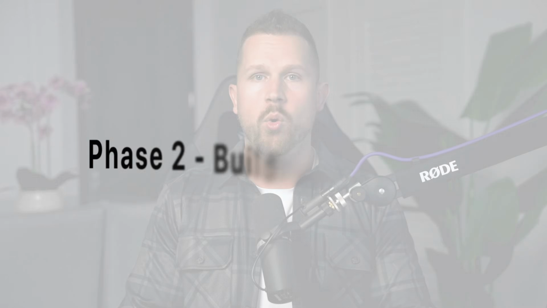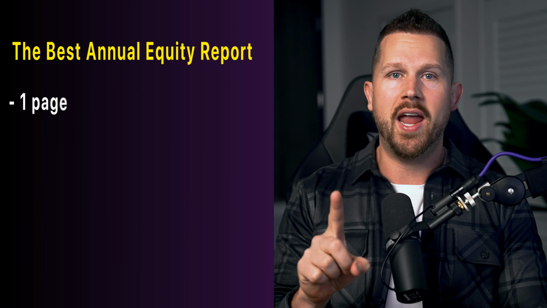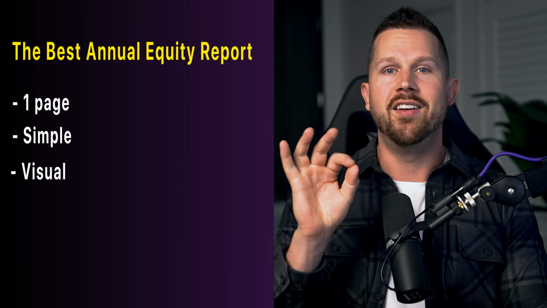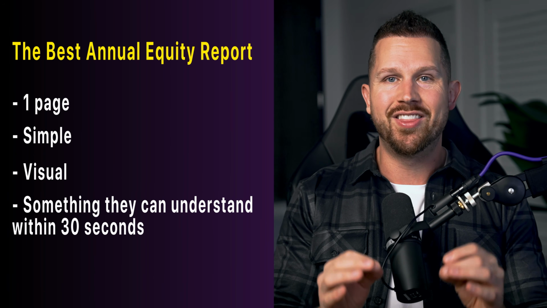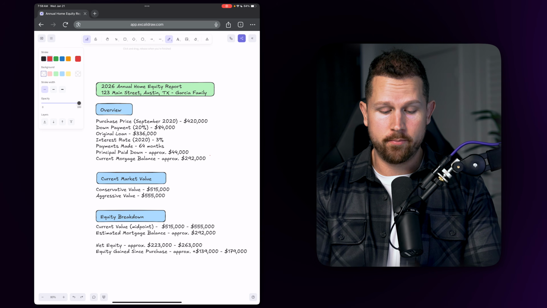And now let me show you how to turn that into a report, which is phase 2, building the report. Here's where agents make another mistake. They think they need fancy software or a 10-page PDF with charts and graphs everywhere. Wrong. The best annual equity report is one page, simple, visual, and something they can understand within 30 seconds. So let me walk you through exactly what goes into this report using a realistic example based on actual market data. Okay, so let's walk through this example step by step so that you understand how the numbers work.